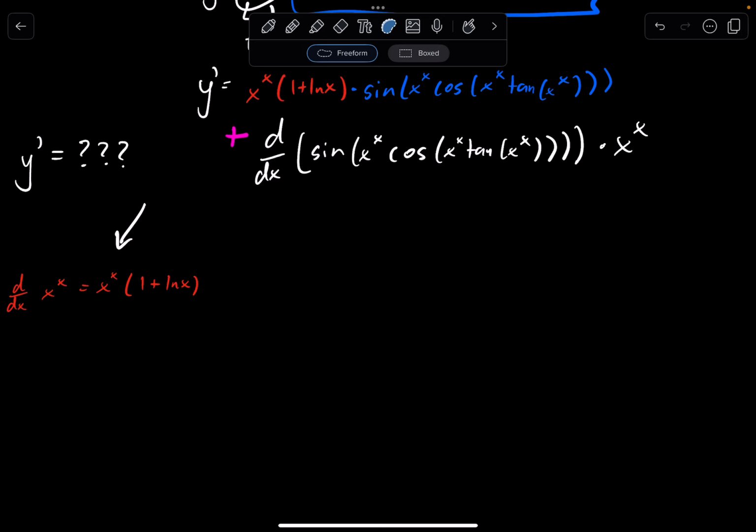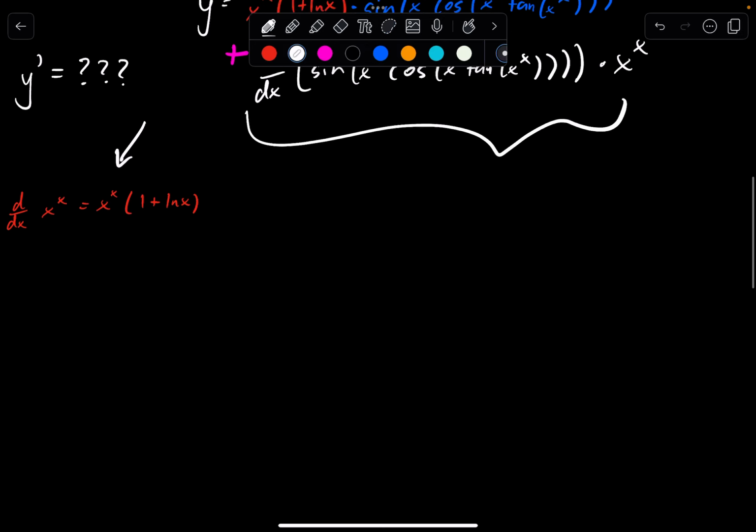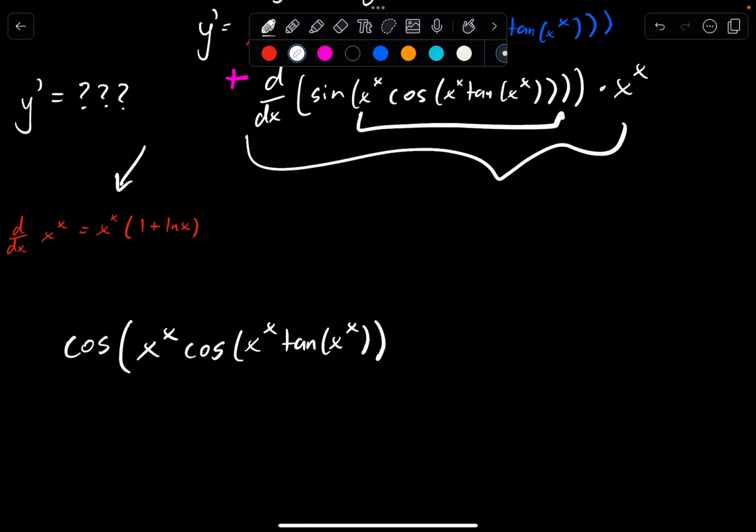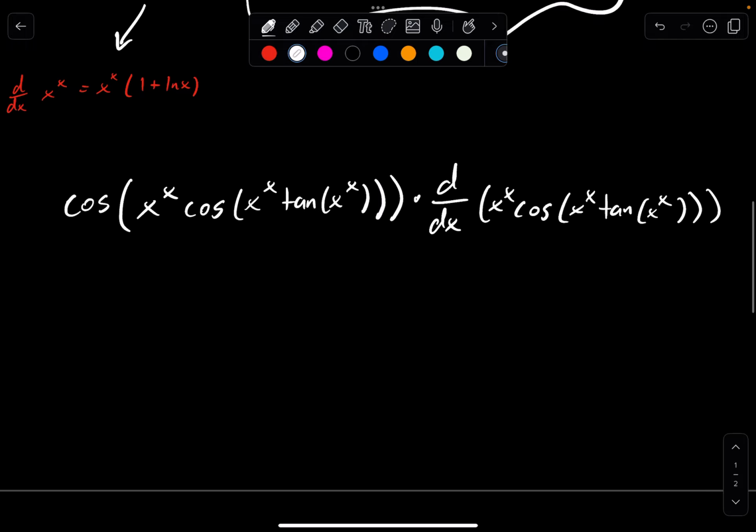And that means this entire derivative is indeed equal to cosine of this big blob right here, x to the x cosine of x to the x tangent of x to the x, just like that, multiplied by the derivative of this. So multiplied by the derivative of x to the x cosine x to the x tangent x to the x, just like that. So how do we find this?